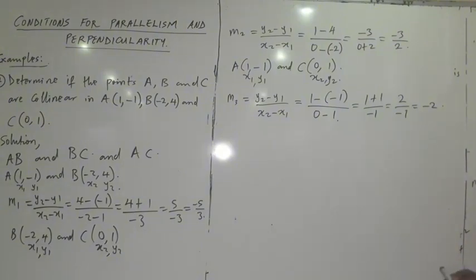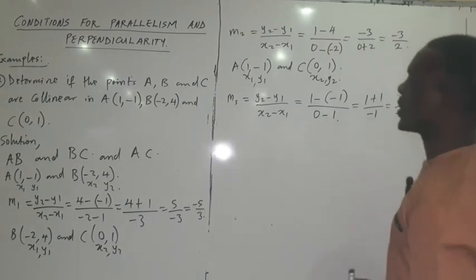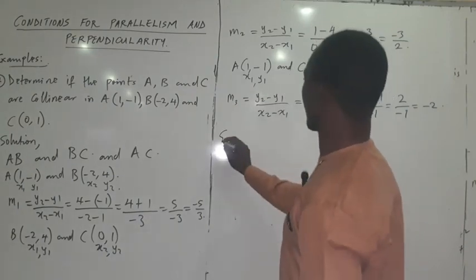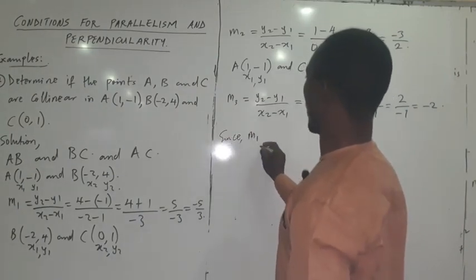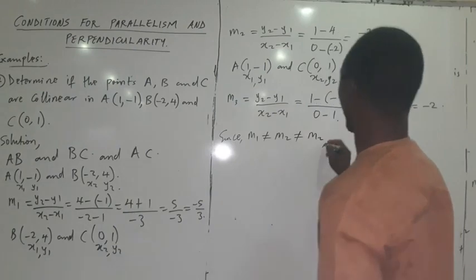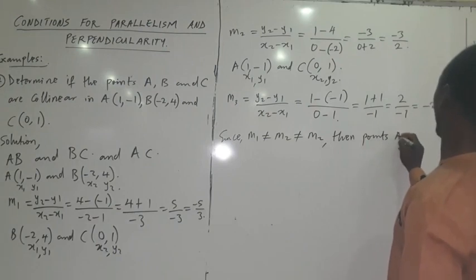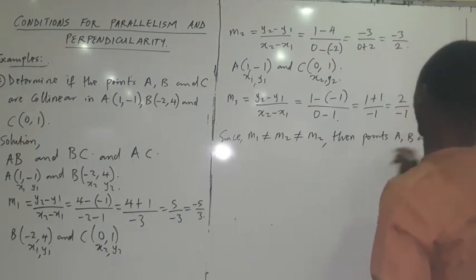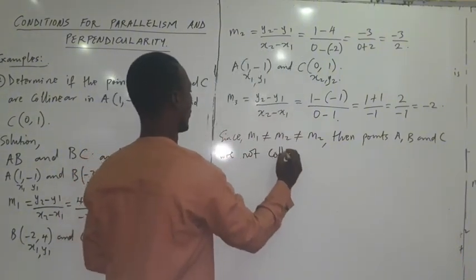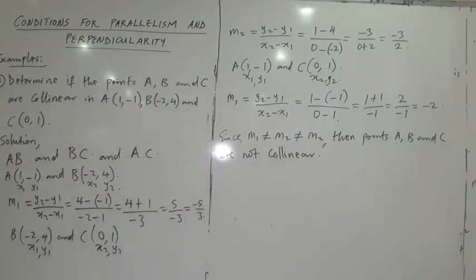We can see that gradient m1 is not equal to m2 and is not equal to m3, which means points A, B, and C are not collinear. Since m1 is not equal to m2, is not equal to m3, then points A, B, and C are not collinear. So they are not on the same straight line.